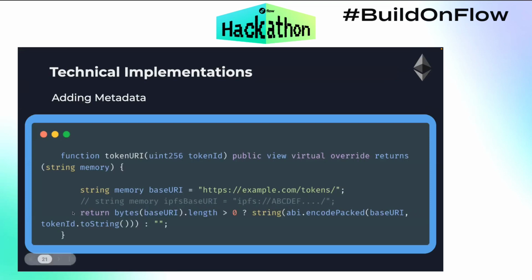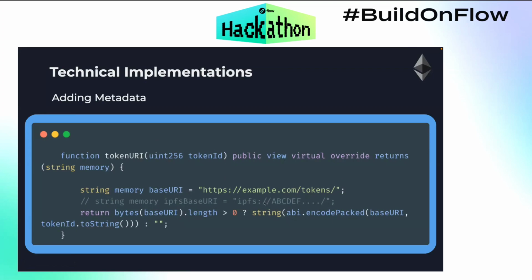This complicated piece of code at the bottom, this return statement, all it really does is it attaches the token ID at the end. So you end up with a URL kind of like example.com/tokens/1 or /2/3, whatever the token ID is. And then this is an API that you control, where you can serve the metadata, where you can serve the image, the name, description, stuff like that.